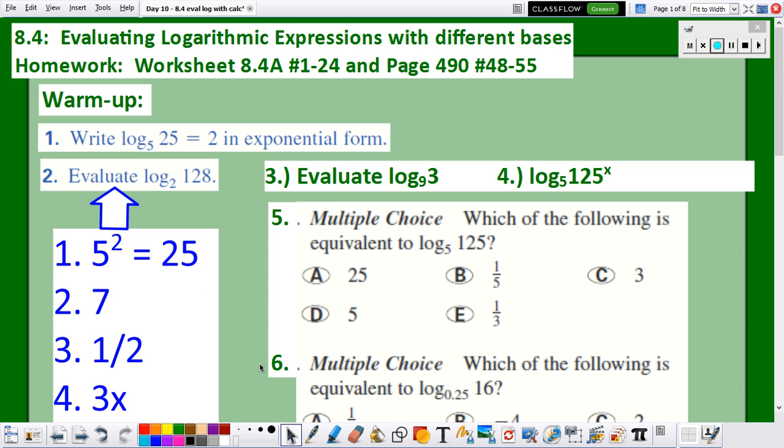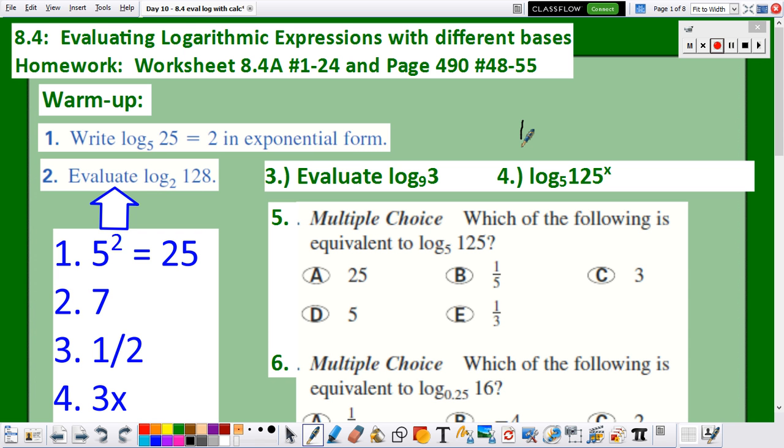Number 1 is 5 squared equals 25. Number 2 is just 7. Number 3 is 1/2 because the square root of 9 equals 3. Number 4 is 3x. Let's talk about that a little bit.